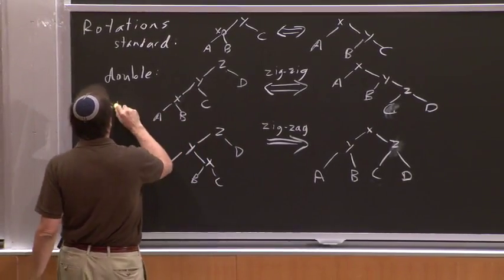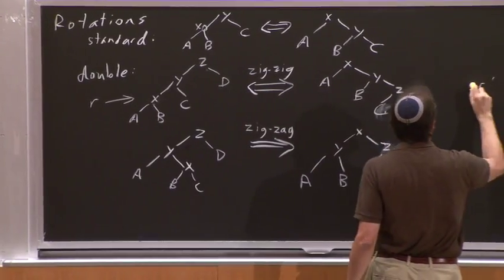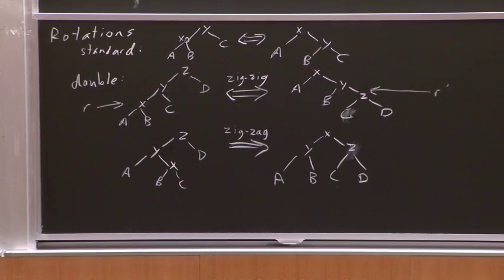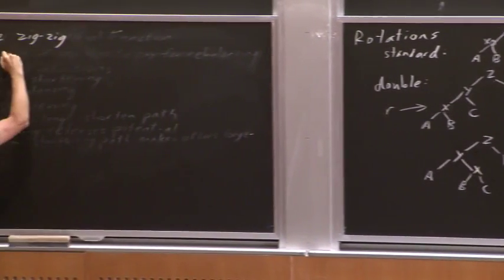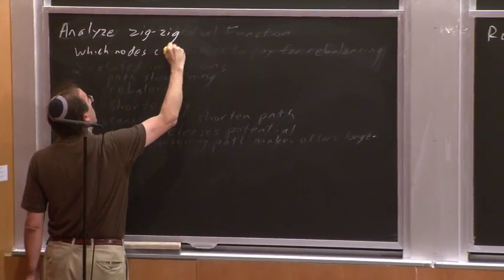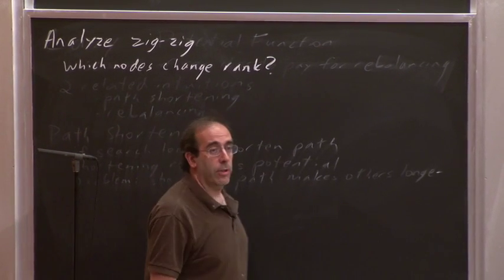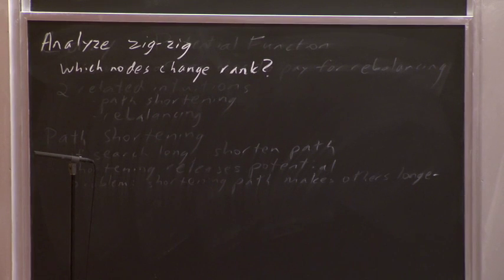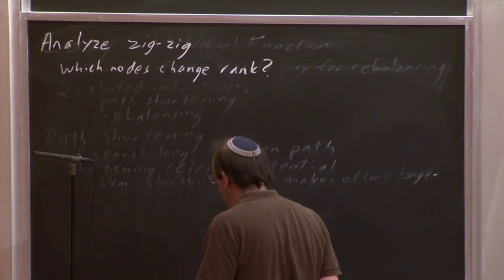So I'm going to use r to denote the ranks of this tree, and r prime to denote the ranks for the finishing tree. All right. So the first question is, which nodes change rank? Because after all, the potential is the sum of ranks. If a node doesn't change in rank, then it's not contributing to a change in the potential. Yes? x, y, and z. Only x, y, and z.